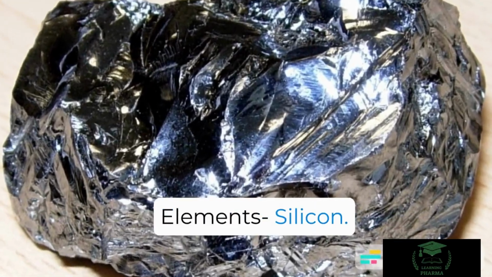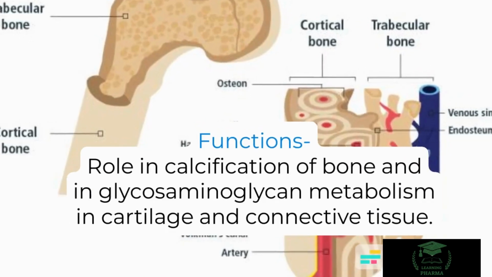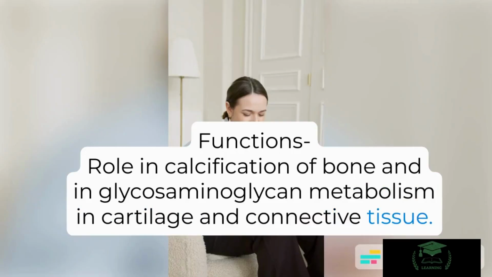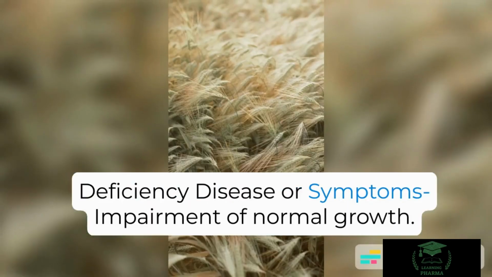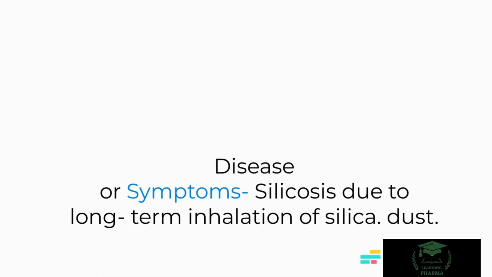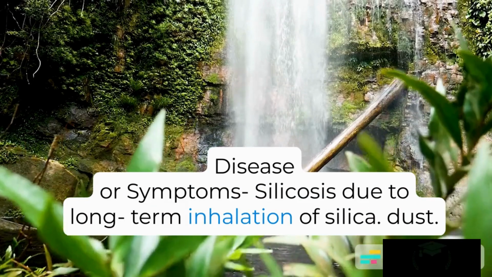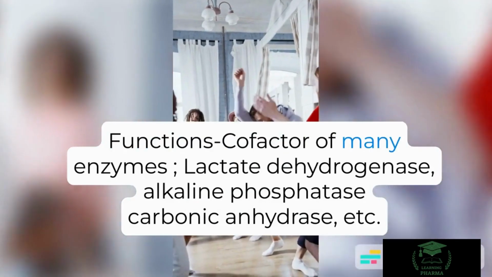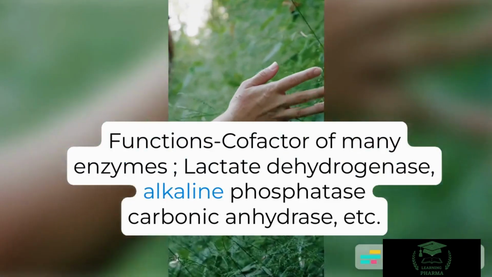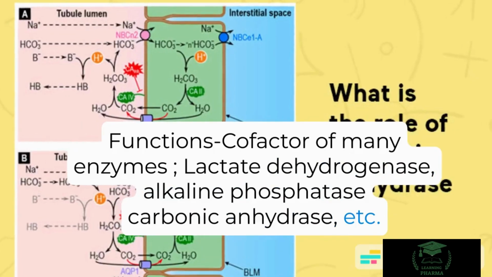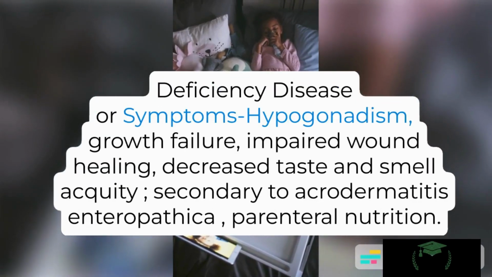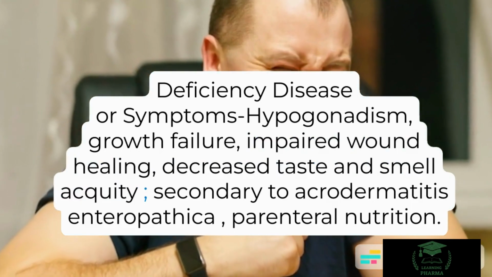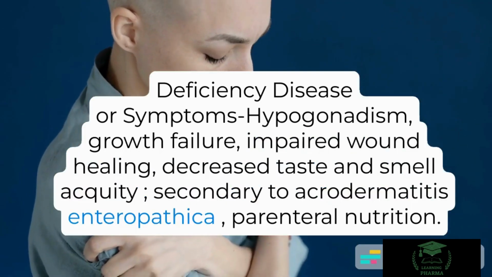Elements: silicon. Sources: plant foods. Functions: role in calcification of bone and in glycosaminoglycan metabolism in cartilage and connective tissue. Deficiency disease or symptoms: impairment of normal growth. Toxicity: silicosis due to long-term inhalation of silica dust. Elements: zinc. Functions: cofactor of many enzymes, lactate dehydrogenase, alkaline phosphatase, carbonic anhydrase, etc. Deficiency disease or symptoms: hypogonadism, growth failure, impaired wound healing, decreased taste and smell acuity, secondary to acrodermatitis enteropathica, parenteral nutrition.